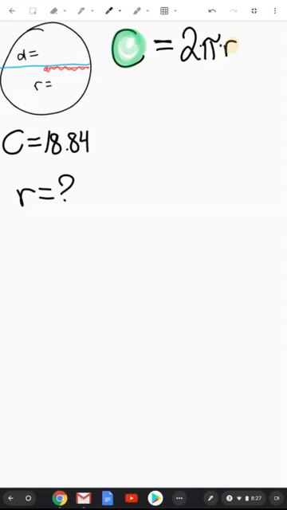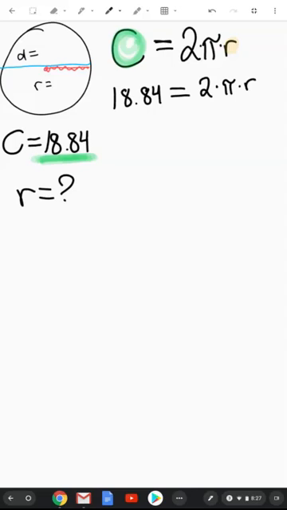I am, however, given the circumference. So I'm going to substitute this 18.84 where the C is in the equation, because C equals 18.84. So in the equation, here's what that looks like. Instead of writing C, I'm now going to write 18.84. And I know that the rest of this equation is still true because 2 times pi times r equals circumference. So this person got 18.84 by doing 2 times pi times r.